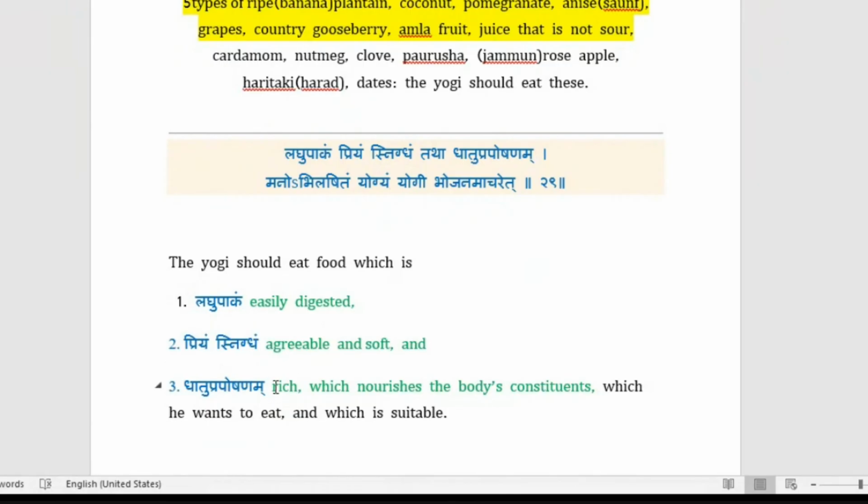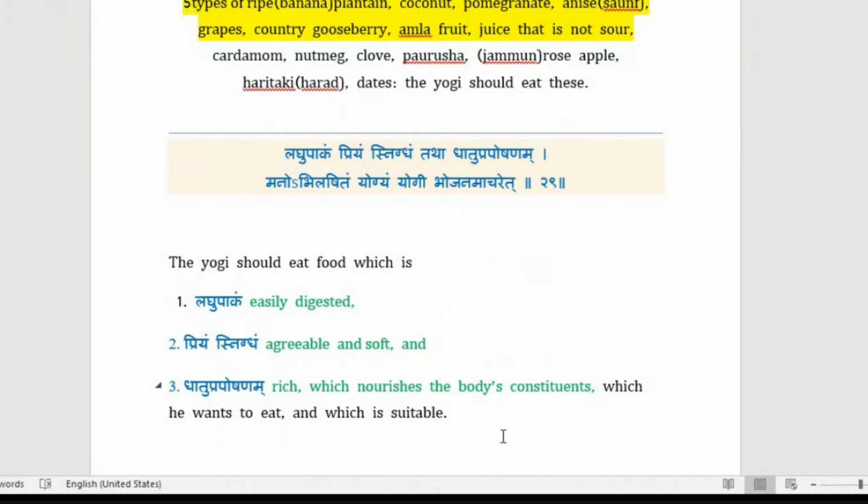Now, does anybody remember in Hatha Pradipika what Svatmarama said? What is the difference between this and Hatha Pradipika? Laghu pakam is not there. Ma'am, in that there is snigdham, madhuram, dhatu poshanam, manobhilashitam, but laghu pakam is not there. Priyam. Yes, very good. Snigdham is there, dhatu poshanam is there, and manobhilashitam is there, pleasing the mind. So instead of priyam, there it is manobhilashitam. Make a note at your end.